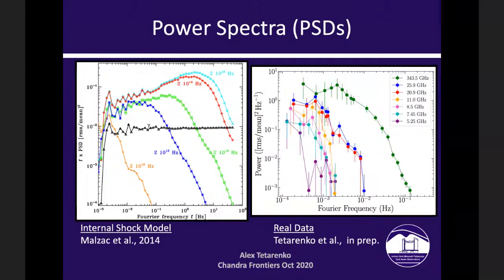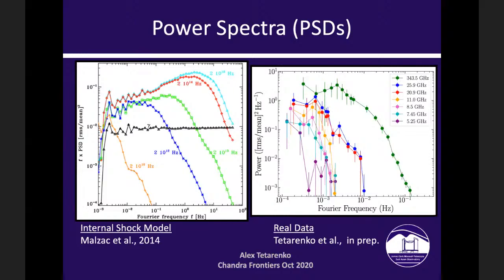It's actually what's predicted from jet models as well. For example, you can see on the left side of the slide a prediction of what the power spectra should look like at different electromagnetic bands from Julien Malzac's internal shock model. And you see this sort of evolution with a break in the power spectra. It starts moving to lower Fourier frequencies as you sample those lower electromagnetic bands.